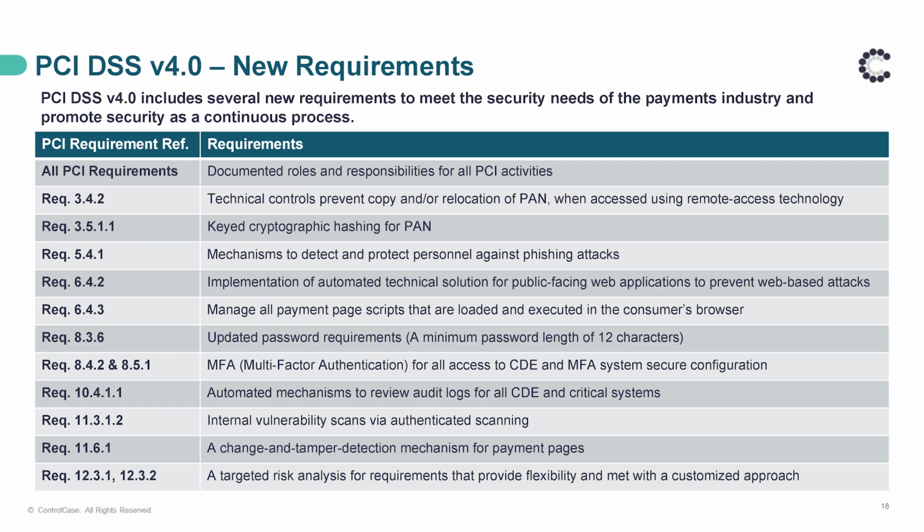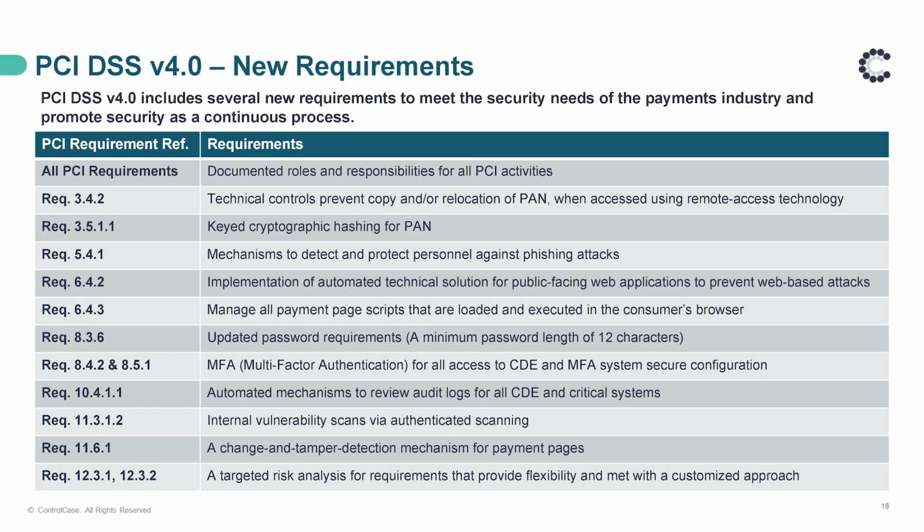Then requirement 10.4.1.1, automated mechanisms to review audit logs for the CDE and critical systems. Earlier with 3.2.1, automated and manual were the two options. With 4.0, you only have the option of automated log review mechanisms. Next, requirement 11.3.1.2, internal vulnerability scans via authenticated scanning. So as you know, internal scan is not a new requirement. However, earlier the scan was not required to be an authenticated scan. Now with version 4.0, it has to be an authenticated scan.